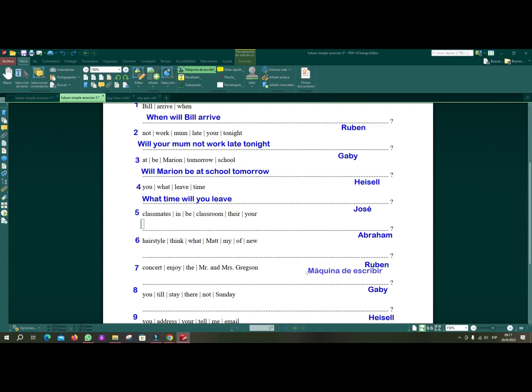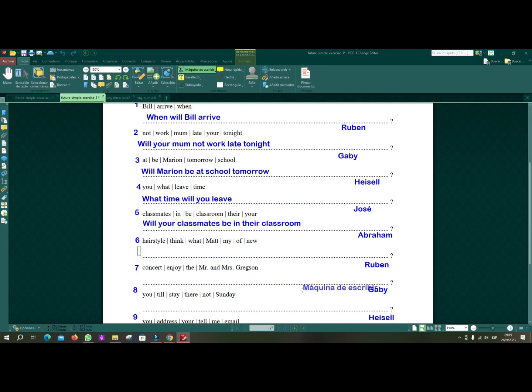And number 5, Mr. Jose. Will your classmates be in their classroom? Okay, will your classmates be in their classrooms? That will be. Will your classmates be in their classroom? Nice. That will be the question. Thank you, Mr. Ruben.